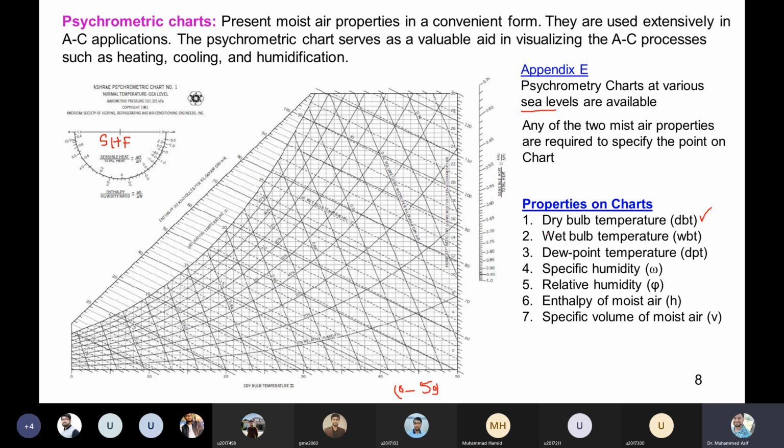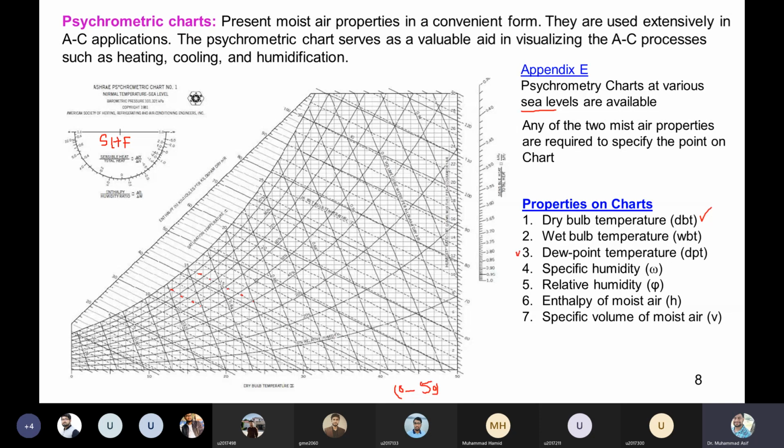Then we have the wet bulb temperature. These lines, as you can see, 5 degrees, 10 degrees, 15 degrees, these dotted lines, are the wet bulb temperature lines.